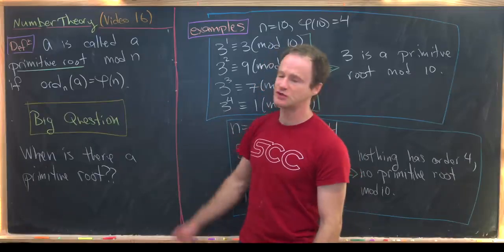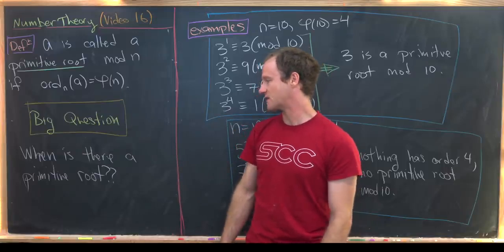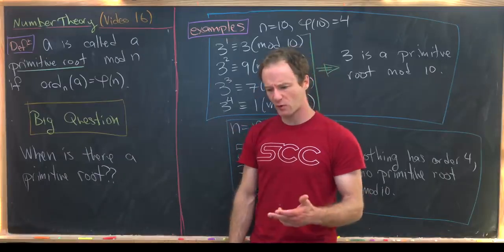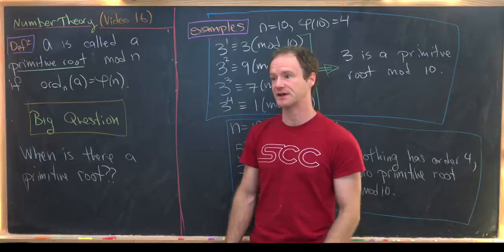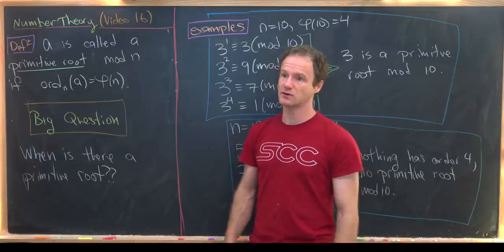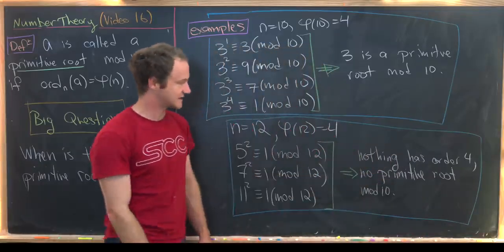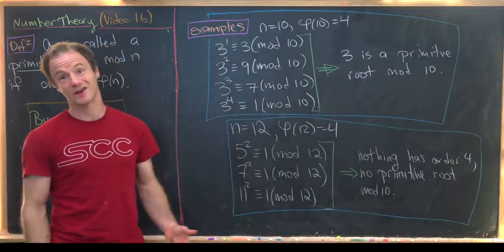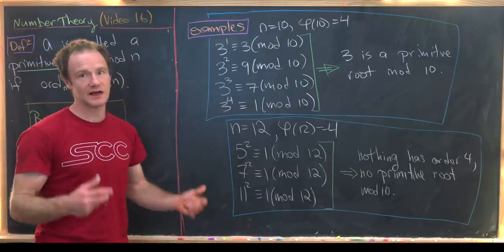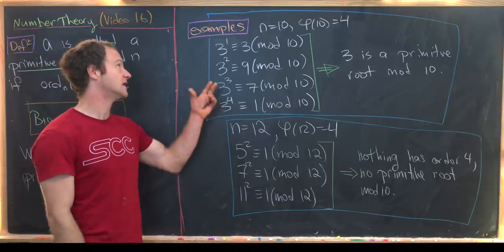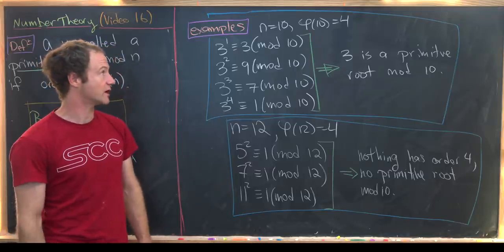Okay, so that brings us to a really big question. And that question is, when is there a primitive root? In other words, which natural numbers allow for primitive roots in the first place? Is it all natural numbers or maybe just some of the natural numbers? Well, let's look at a couple of examples. We can't solve that big question today, but we can get started on that. But like I said, before we get started on that, let's look at some simple examples so we get an idea for how this is going.